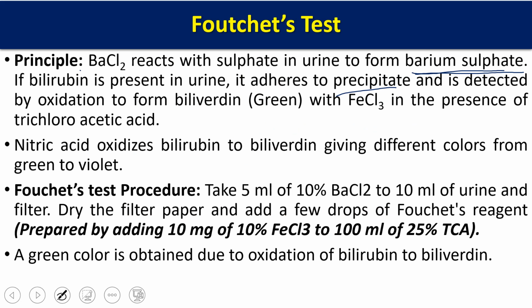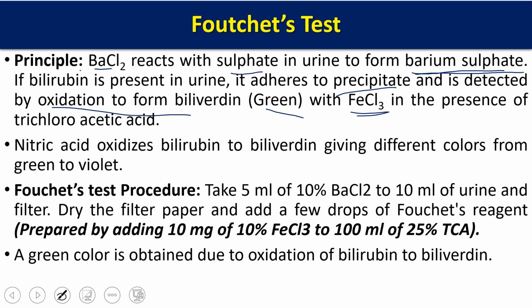First, without involvement of bilirubin, barium chloride, which is present in the reagent, reacts with sulfate of urine and forms barium sulfate. If bilirubin is now there, this barium sulfate adheres with bilirubin and precipitates, and is detected by the oxidation to form biliverdin, which is of green color, along with ferric chloride FeCl3 in the presence of TCA, trichloroacetic acid.